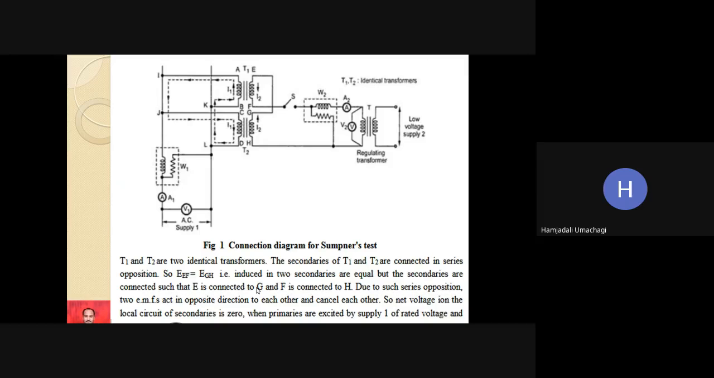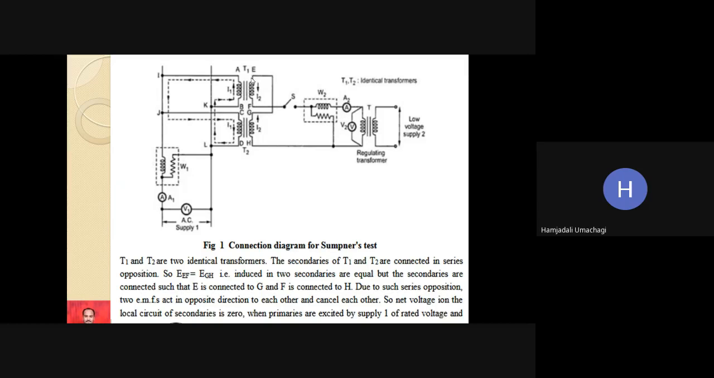Let us see how the secondaries are connected to get the series opposition connection on the secondary side. The EMFs induced in the two secondaries are equal, but the secondaries are connected such that E is connected to G. You can see the connection here. G is the first point of the secondary side of the second transformer, that is T2. E is connected to G, then H is connected back to F via some ammeter, wattmeter, and switch.